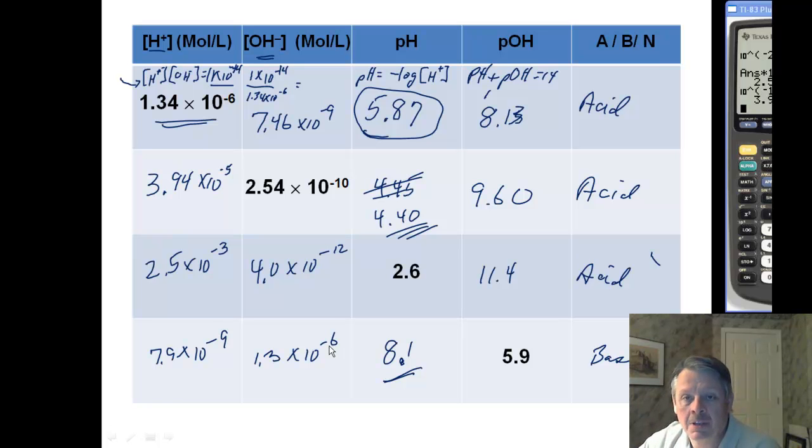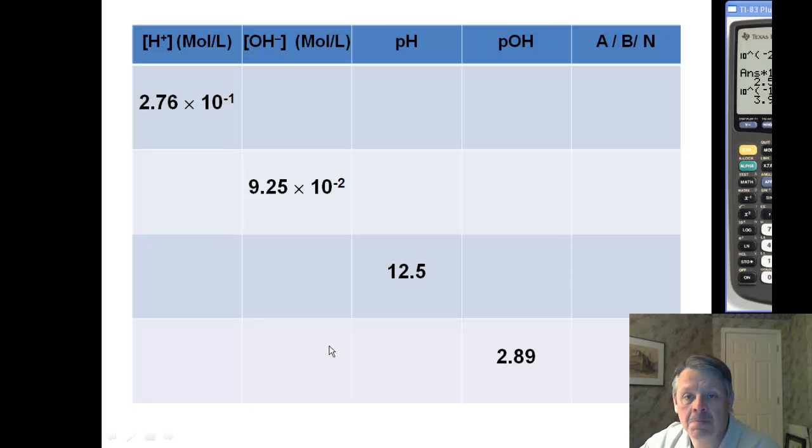Okay, so let's go on to our next page. There are certain things that I can do pretty easily, and I just look at things and say, well, what can I do? Well, the pH and pOH to me are really, really easy. So I tend to do them first, just because they are real easy for me to understand.